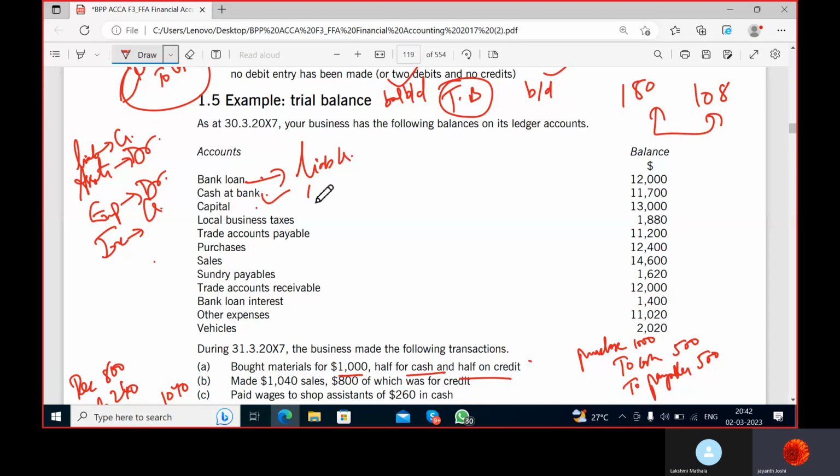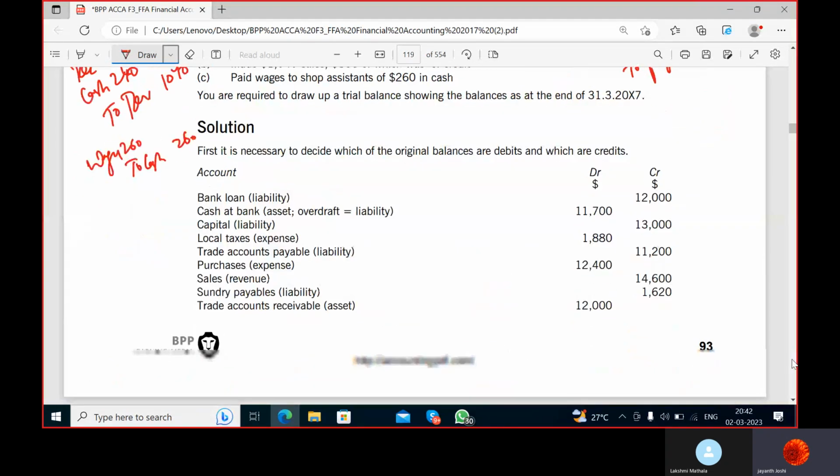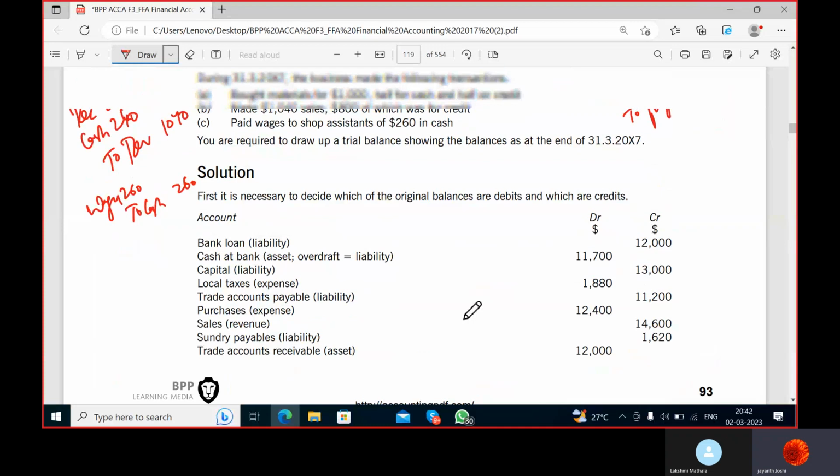Cash at bank, asset. So debit side. Capital, it's a liability. In the sense, if you borrow money, you have to repay. So it is credit side. Local business taxes you have to pay. So tax is a liability, isn't it? Payable is a liability, and if you have paid, it's an expense. So debit.